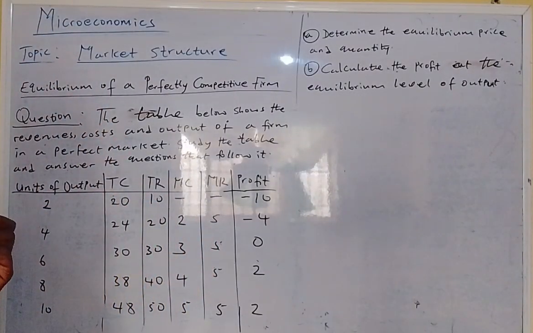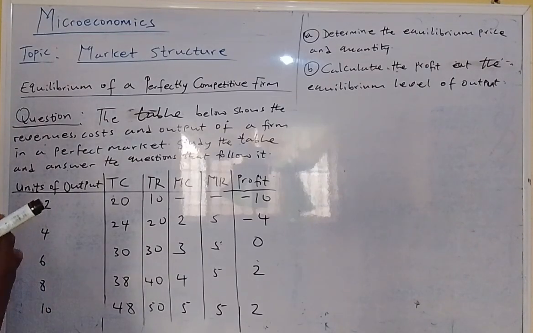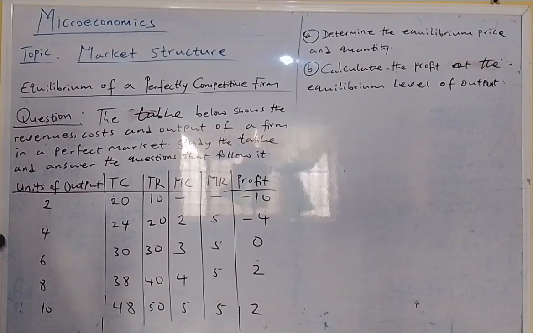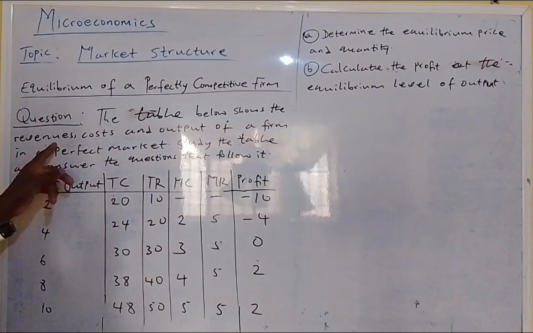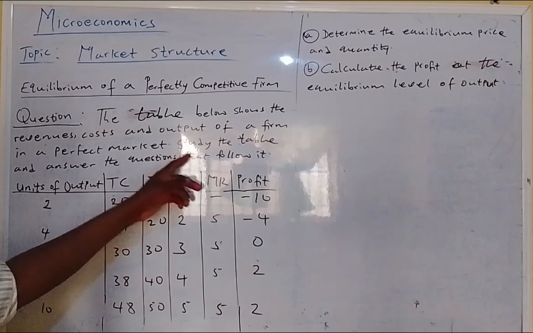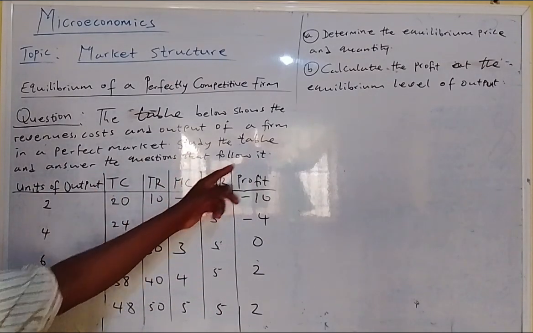In this class, I'll be talking about equilibrium of a perfectly competitive firm, and we are going to solve a question. So here is the question. The question goes thus. The table below shows the revenues, cost, and output of a firm in a perfect market. Study the table and answer the questions that follow it.